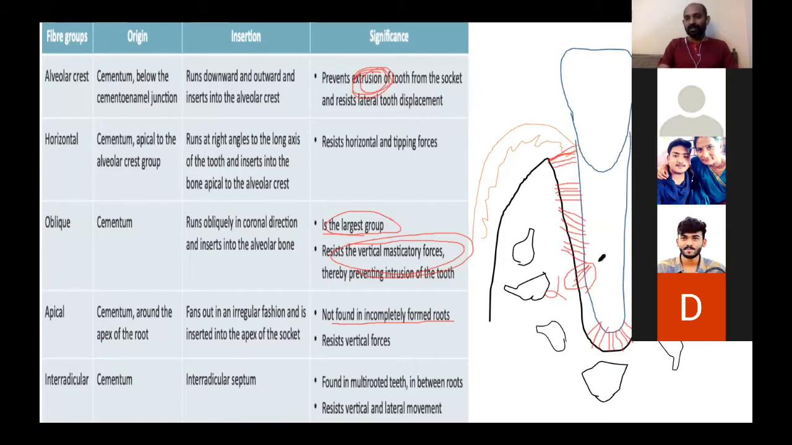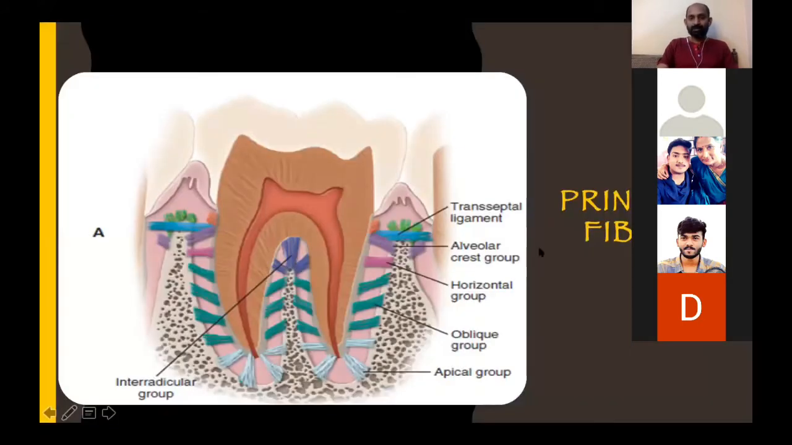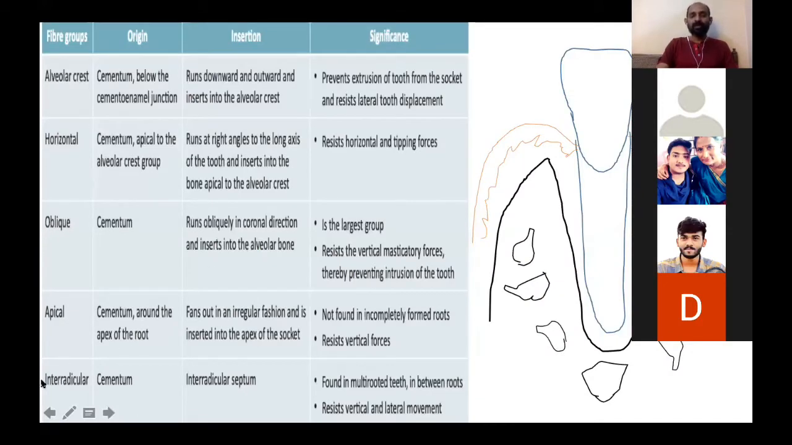I have just drawn a single rooted tooth here, so I will not be able to show it here. I will show it in the next picture. So what you are seeing here, now you are able to see one group of fiber which is present between these two roots. So these group of fibers here would be called as interradicular group of fibers. Between the adjacent roots, you will have fibers. When I say adjacent roots, please do not get confused. It is not between the roots of adjacent teeth, it is between the roots of the same tooth. So this group of fibers are usually seen only in multi-rooted teeth.